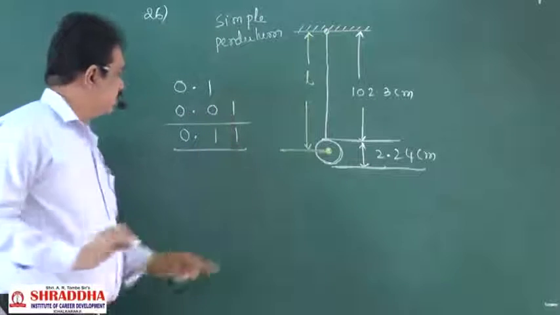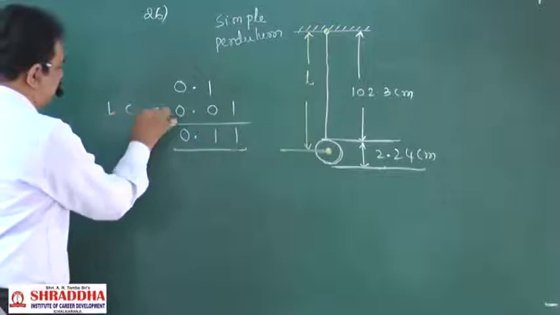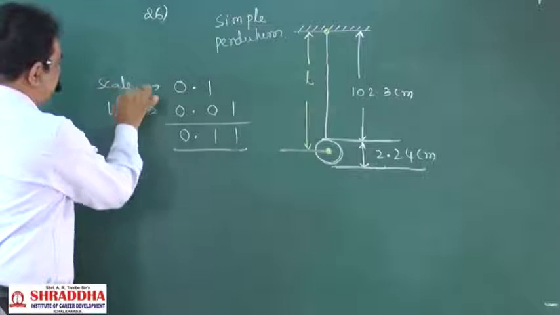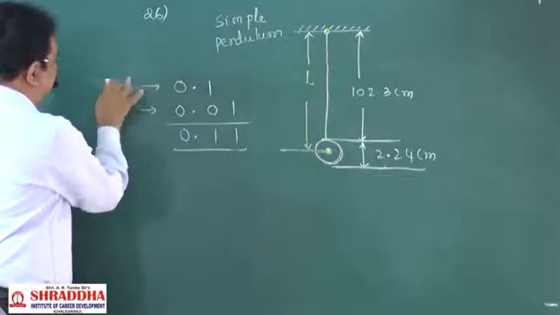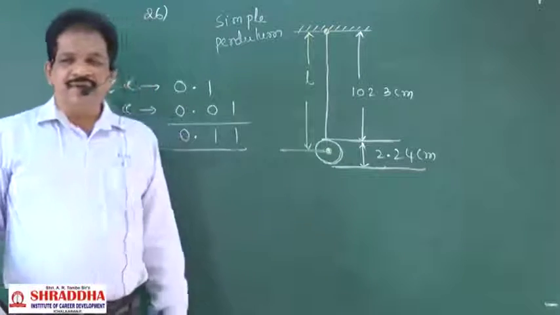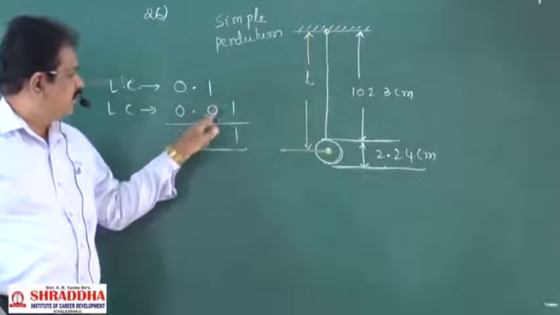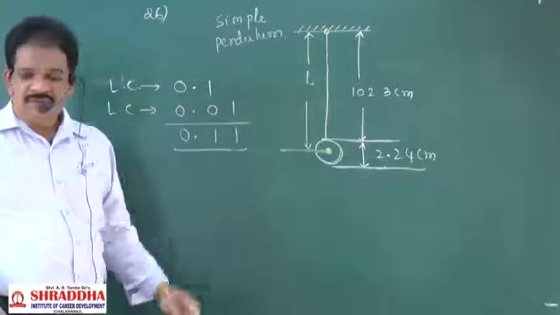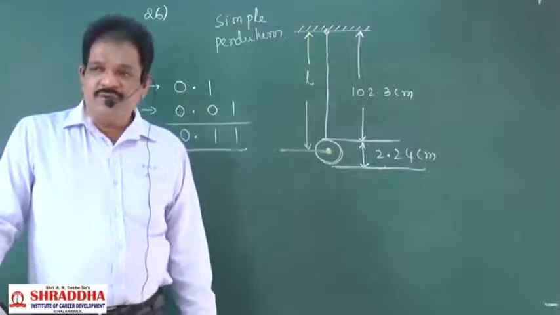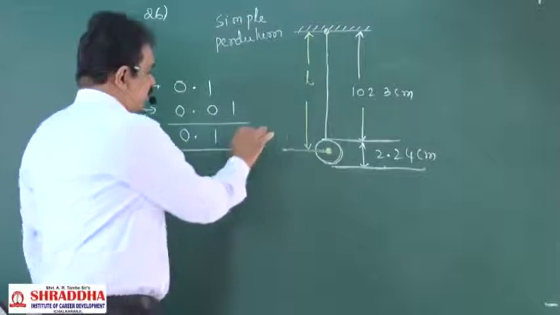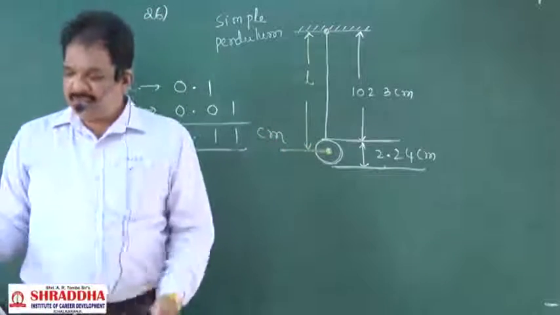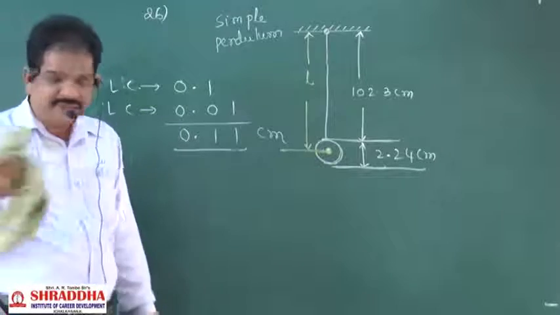Screw gauge least count is this one. It will come for you in the practical. Scale least count will be this one. Least count of the scale is 0.1. Least count of the screw gauge will be 0.01. So maximum permissible error will be 0.11 centimeter. Clear?